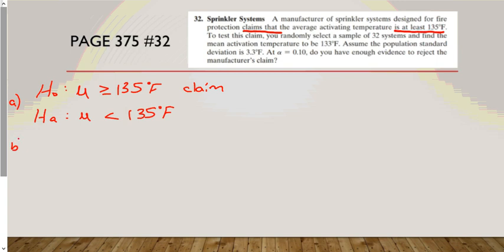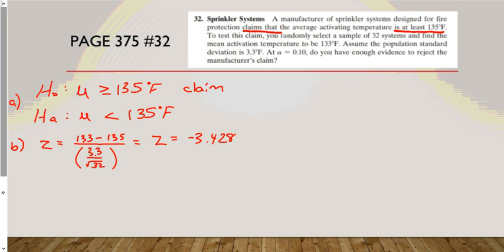Our part B then says to find the z-score. And let's go back and do one by hand, and then we'll verify it on the calculator. But that's just going to be 133 minus 135 divided by 3.3 over radical 32. When you put this in the calculator, make sure you put this part in parentheses, and then you'll be set. You should get a z-score equal to negative 3.428. That's what I have here. So there we have that. Then you could go through and do your normal distribution and find what that is.